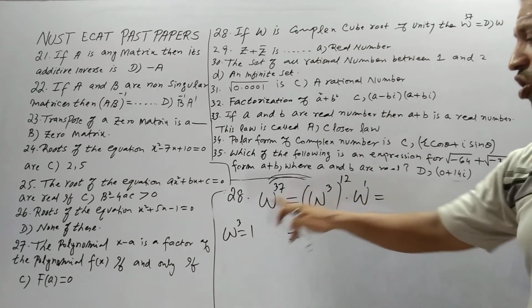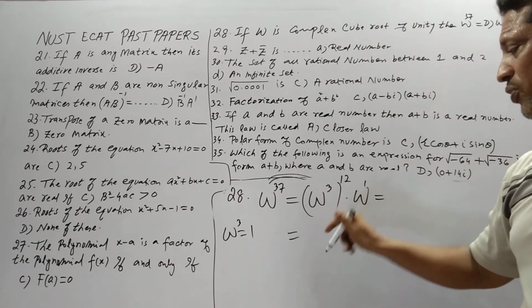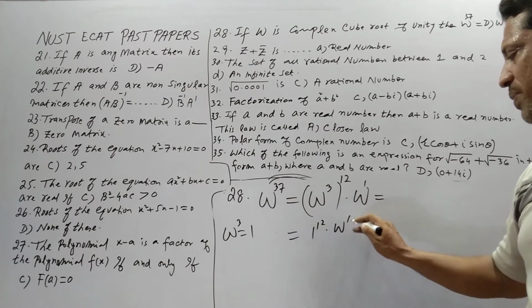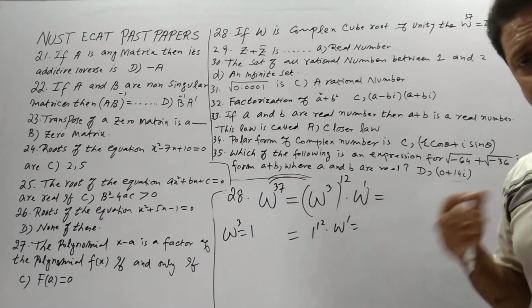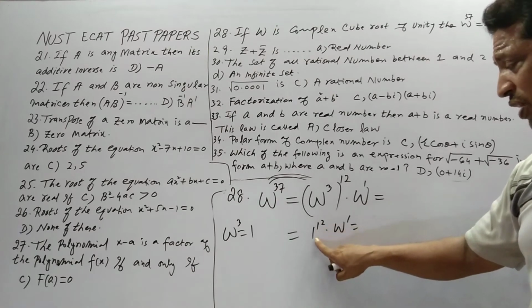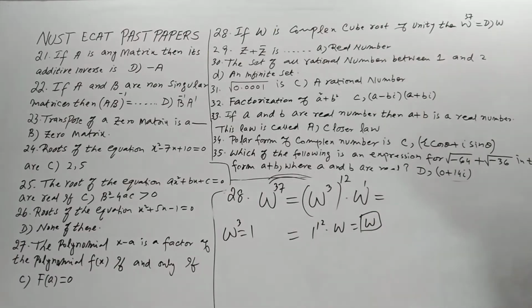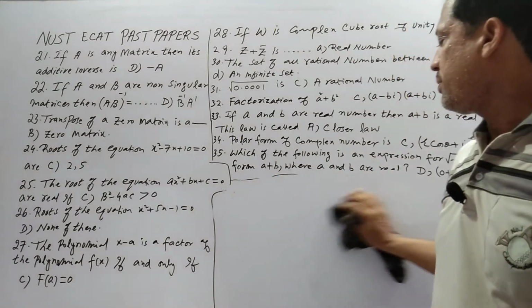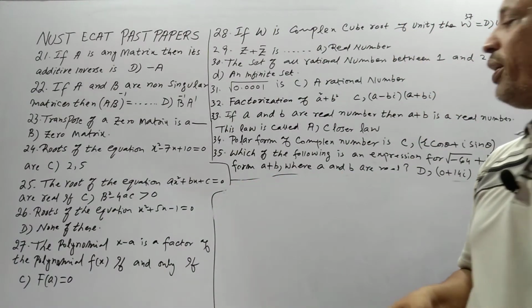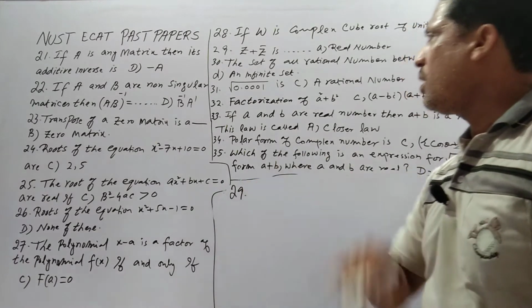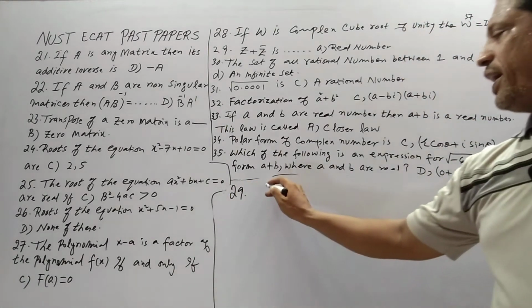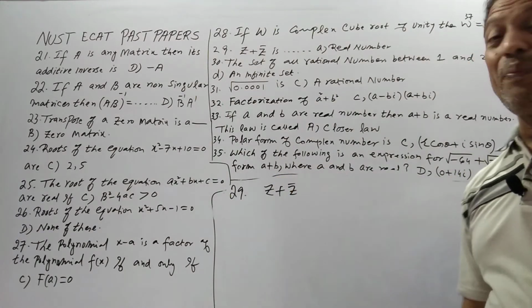Now you know omega cubed is 1, put 1 over here. 1 to the power 12 is 1, because 1 to the power anything is always 1. Therefore 1 multiplied by omega is omega. Hence the correct option is option D, omega. Okay students, next, 29. Z plus Z conjugate. Z stands for complex number.